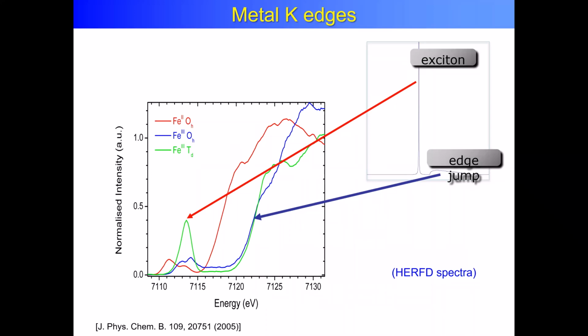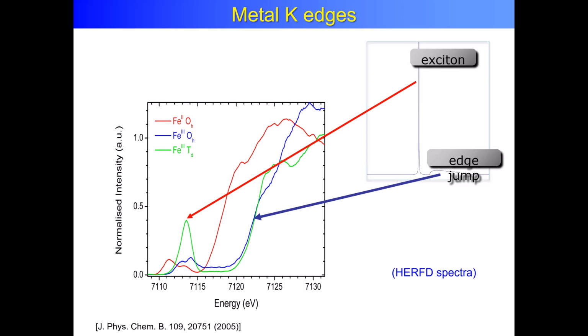So these are some experimental spectra we published 15 years ago. These are iron oxide reference spectra. So you see very clearly the pre-edge at around between 7110 and 7115. So that has 3d transitions. And then at higher energy you see the edge jump.